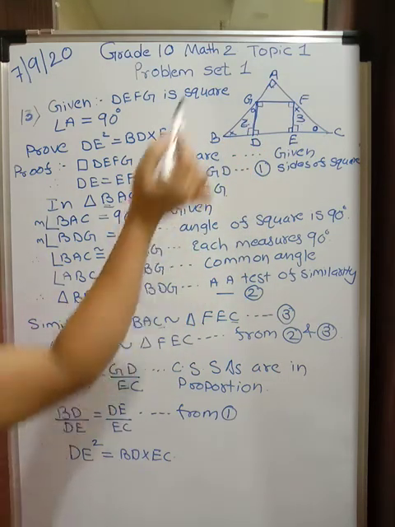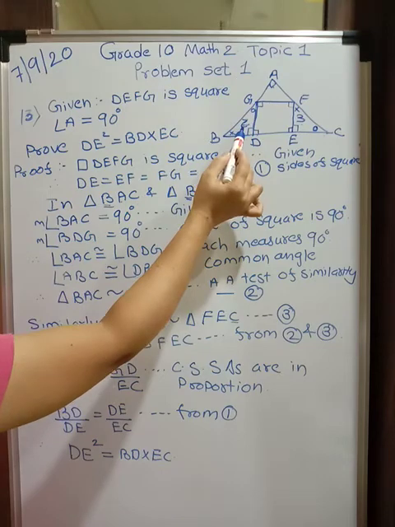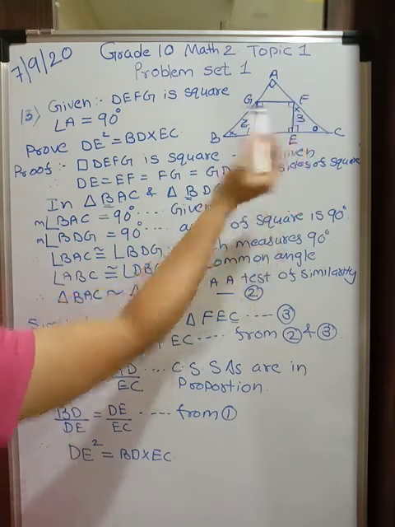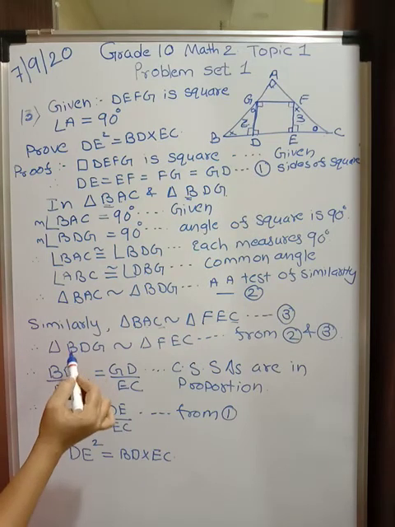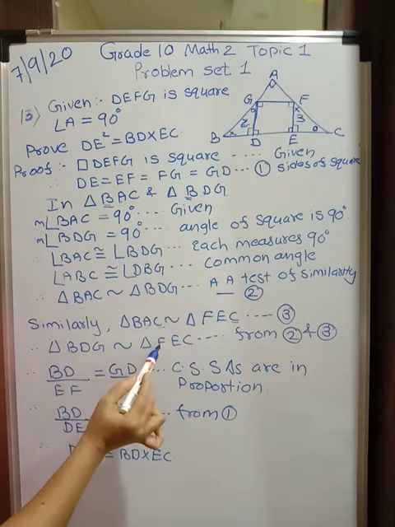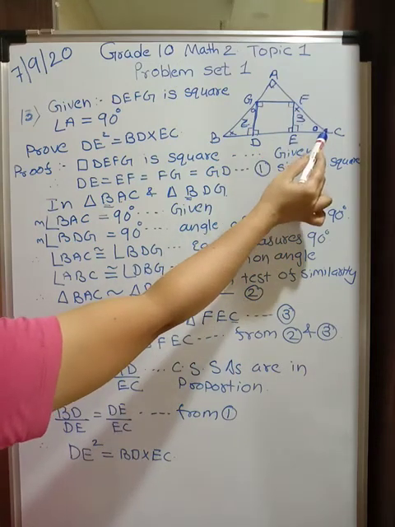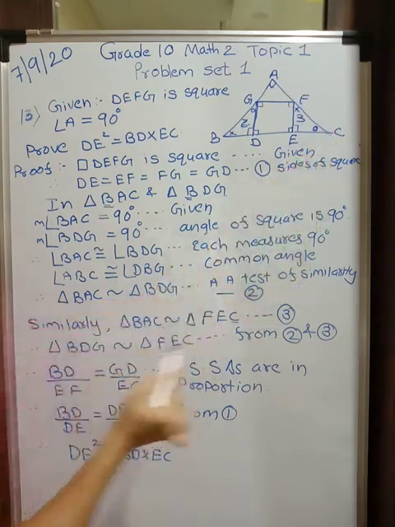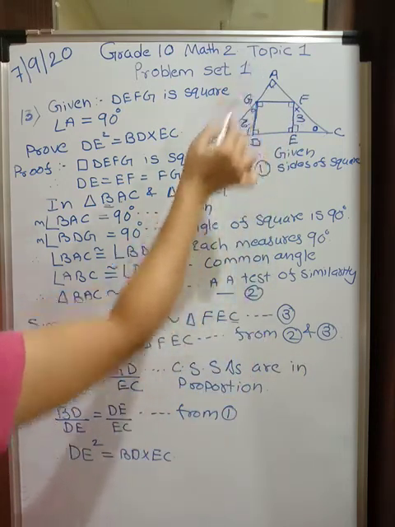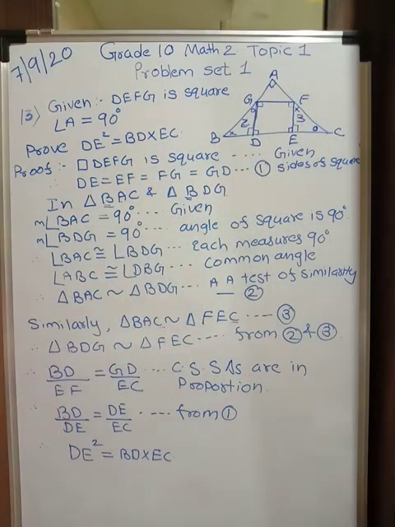Alright. Now if one is similar to 2, and one is also similar to 3, automatically 2 will become similar to 3. So I have written here, therefore BDG is similar to triangle FEC from 2 and 3, because here we have proved both these triangles are similar to the bigger triangle. You pause the video and write the steps. It is only a matter of understanding.